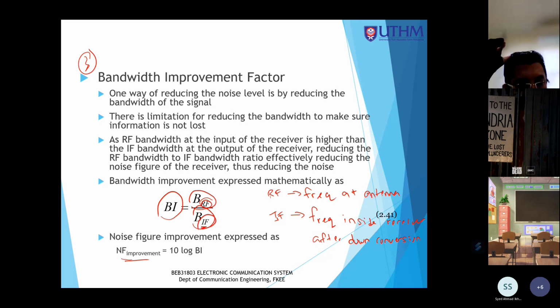Okay, sebab BI ini tidak ada unit, so unitless parameter. So kalau kita tukar kepada decibel, dia akan menghasilkan parameter noise factor improvement. How much is the improvement? Of course, we want a lot of improvement. So dia dikira 10 log BI, 10 log bandwidth improvement. Okay. So sekarang saya nak bercerita tentang IF. Okay, kejap.